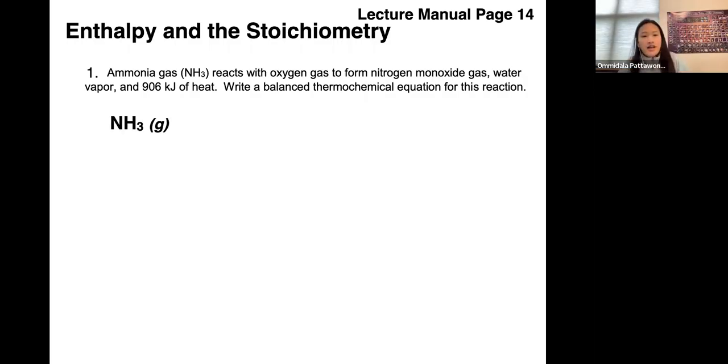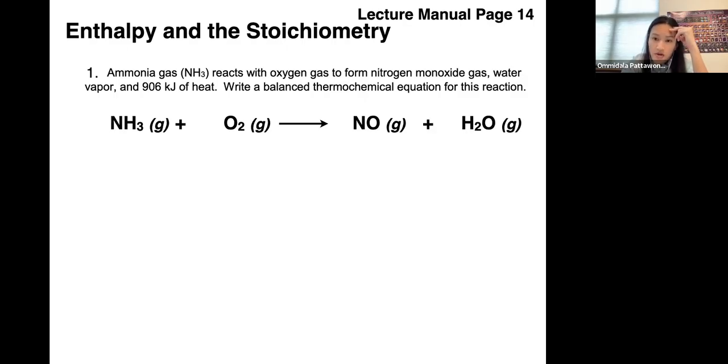Okay, so let's take a look at ammonia gas reacting with oxygen gas. And again, as we learned in Chem 121, in nature, oxygen gas exists as a diatomic molecule, right? So O2. Cool. So these two are going to form nitrogen monoxide. Mono is 1, right? So in this case, it's going to contain NO gas, okay? And then water vapor, okay? And it said 906 kilojoule of heat.